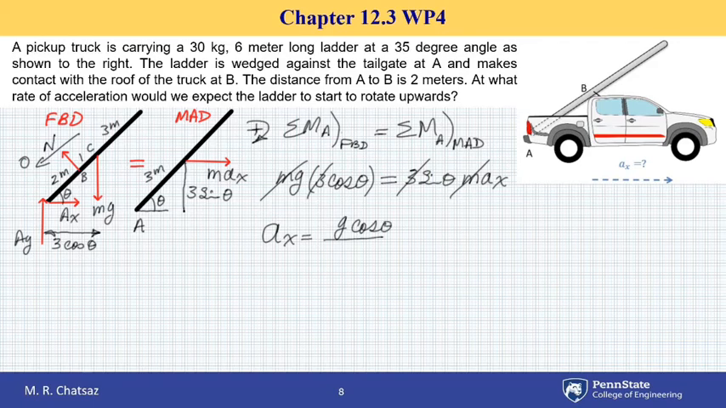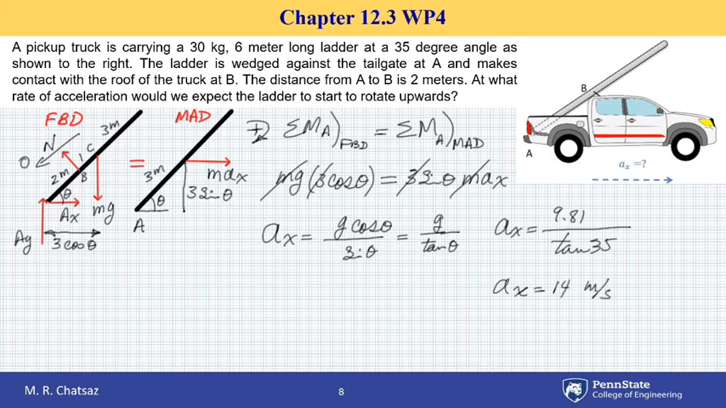I can solve this equation for ax, which turns out to be g cosine of theta divided by sine of theta, or simply g divided by tangent of theta. Continuing with numerical calculation, ax turns out to be 9.81 divided by tangent of 35 degrees, and this gives us a numerical value of 14 meters per second squared.